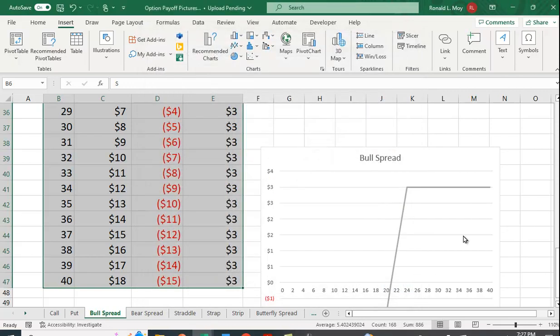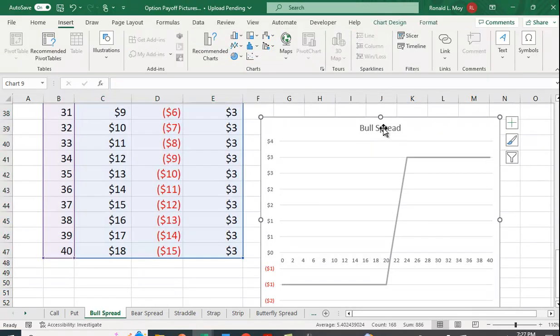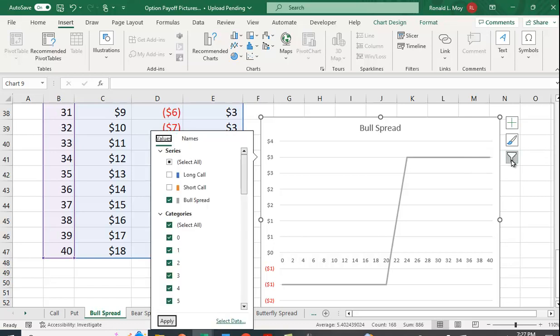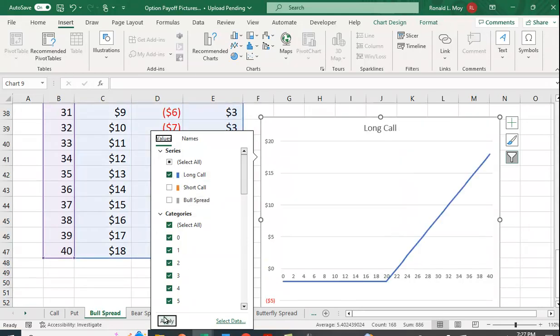I've already drawn it. Once you've drawn this, you can look at each piece individually. You can highlight the graph, and you see this little icon here, and I can choose to look at simply, let's just look at the long call first. So I'm going to apply. So this is the case where you lose $2 at 20. For every dollar it goes above 20, you make $1.